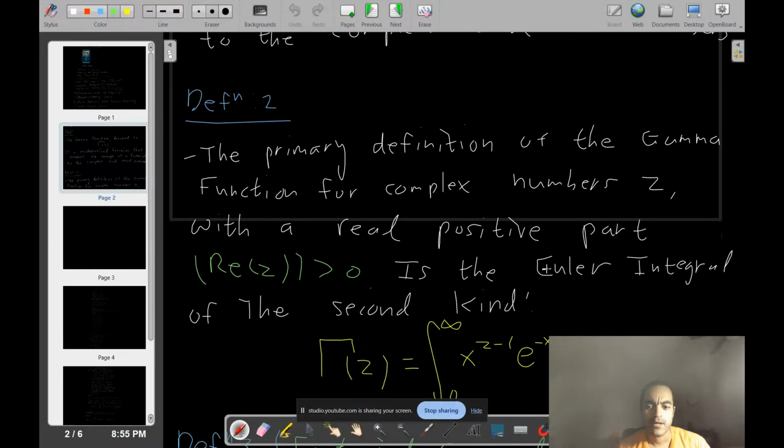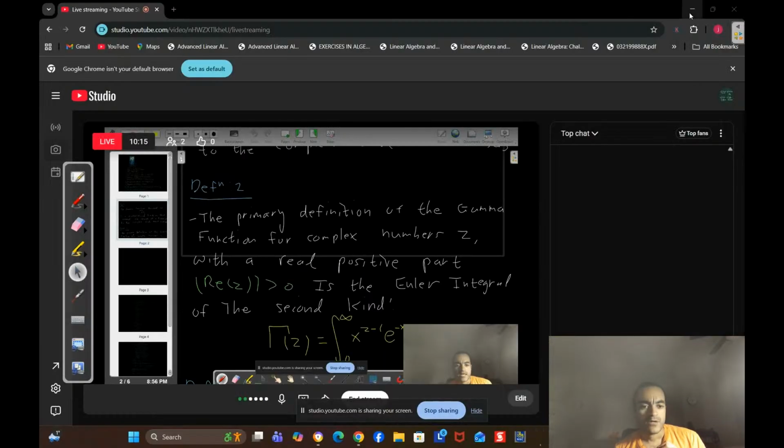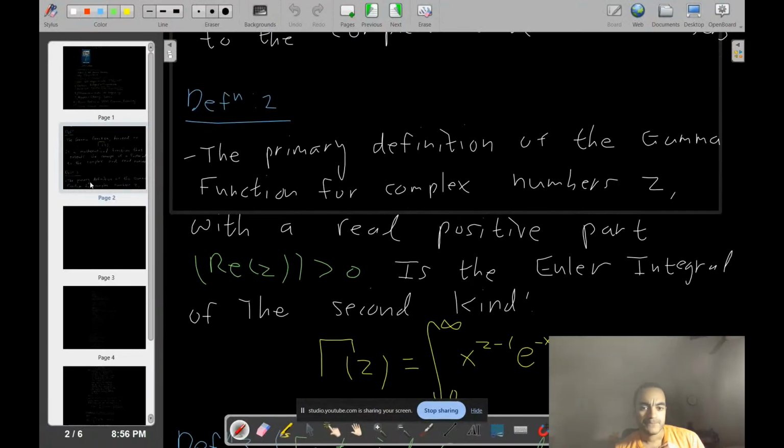Definition 2 is the primary definition of the gamma function for complex numbers z. Anyone understand what I mean by a complex number? Okay, so complex numbers: z equals a plus ib, where a is the real part and b is the imaginary part. If that's making sense for anyone who's coming in.